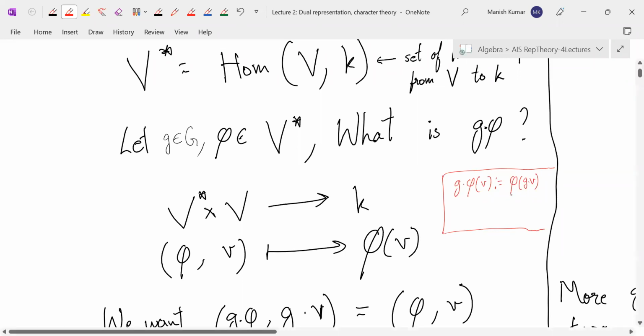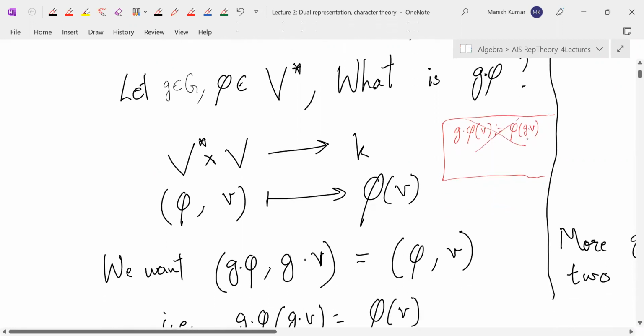So you can see that if you define it this way, then G dot phi is still a linear map, because the operation of G is a linear map. So this is indeed a linear map, but this is not the action which we want. So we won't define it this way. We will use this guiding principle and try to see what the definition is.